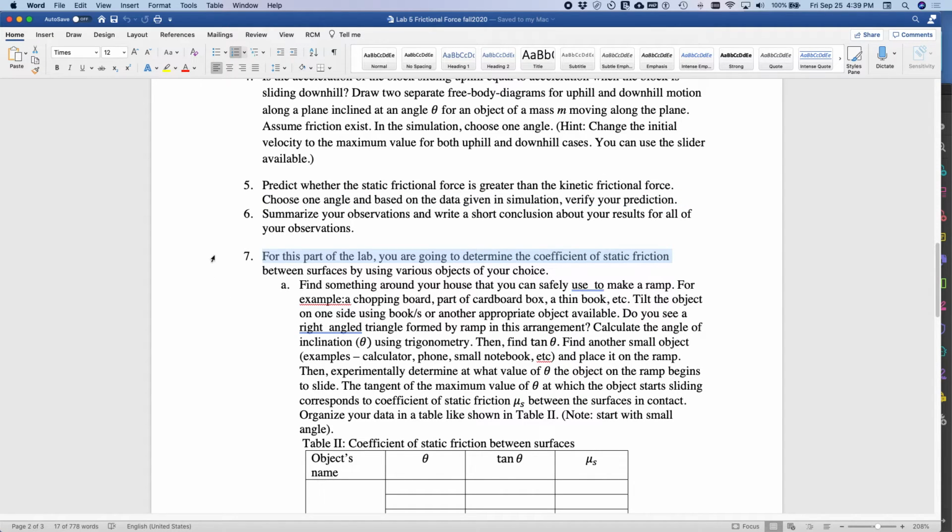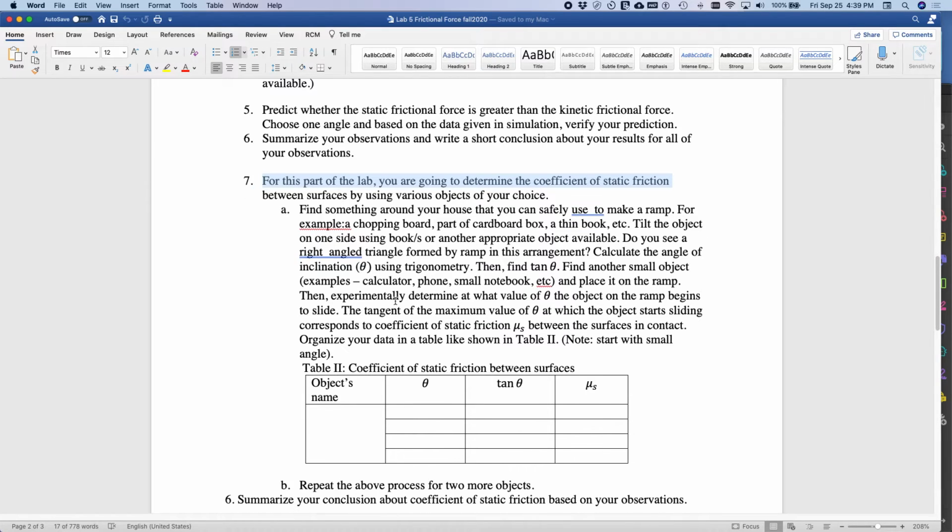Number 7. This is where students need to build a ramp. They may have a chopping board at home, or part of a cardboard box, or a thin book, etc., that could be used to make a ramp. After they make the ramp, they can use a calculator or cell phone to slide on the ramp. Okay, the important part here is this.